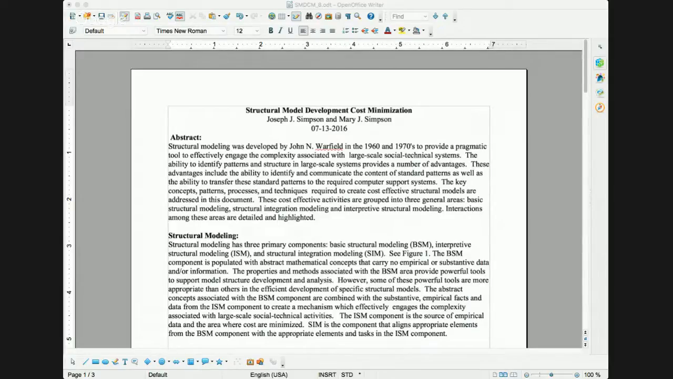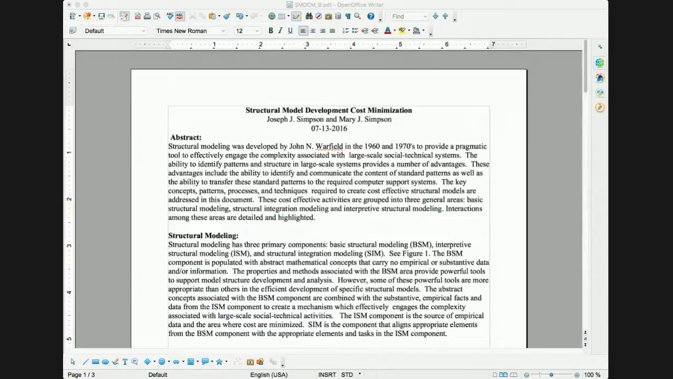So large-scale system development is very expensive. It's a tremendous amount of information involved. And one of the primary driving factors for using these types of structural modeling tools and methods is cost minimization: reduce the resources necessary to identify, create, and document an unknown or poorly defined system structure.